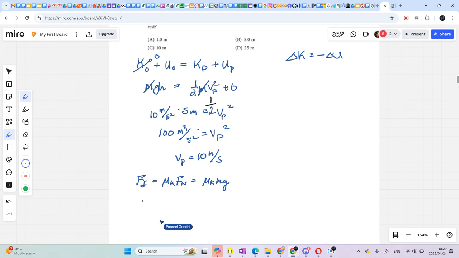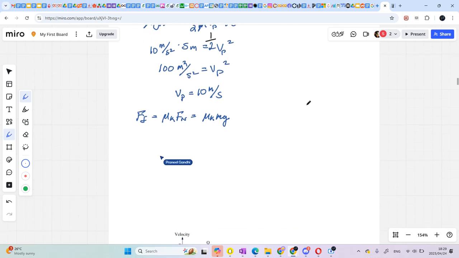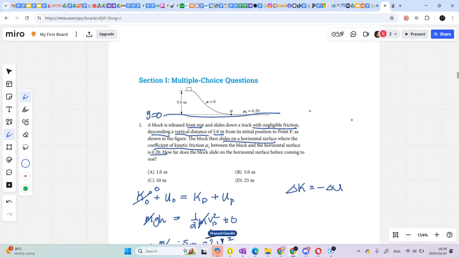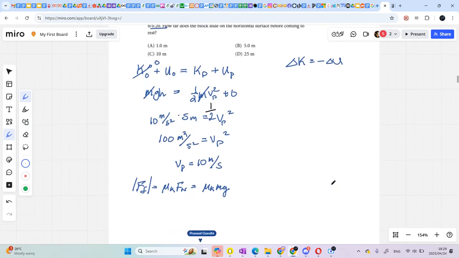So let's see if we can figure out the acceleration that comes as a result of the force of friction, and it's going to be negative. I'm going to put absolute value bars here, but we're going to end up subtracting the force of friction because, to put the free body diagram here, when we're sliding along here, the force of friction is going to be acting towards the left, right?